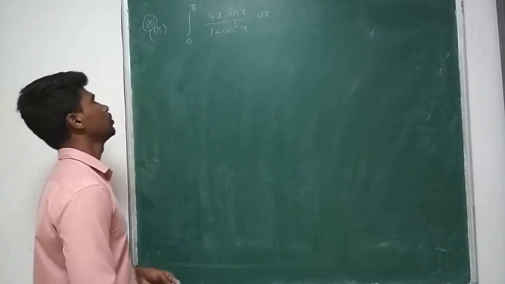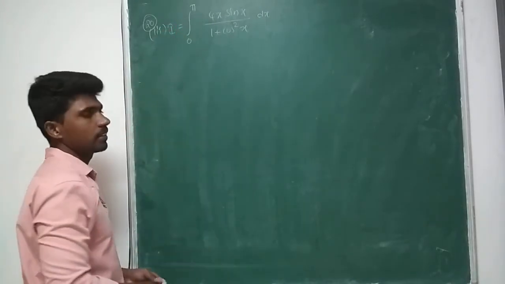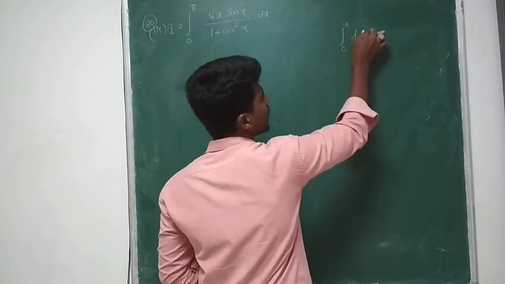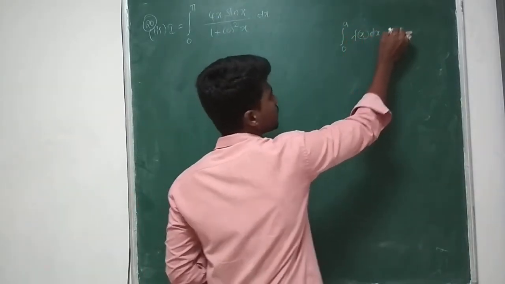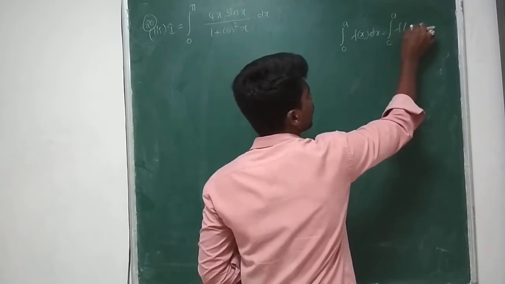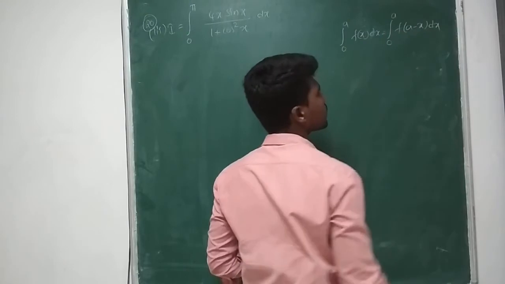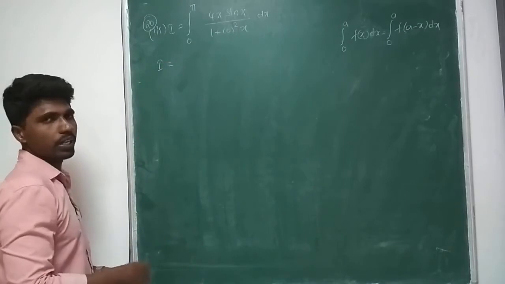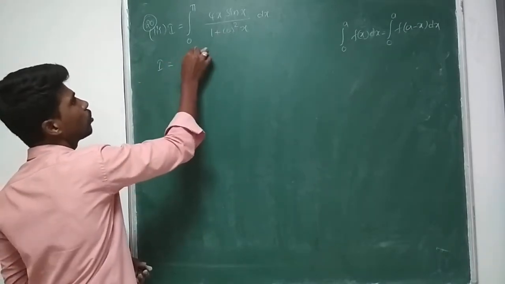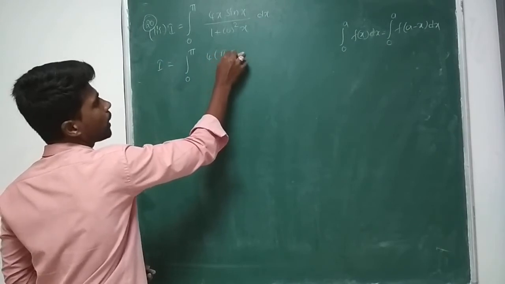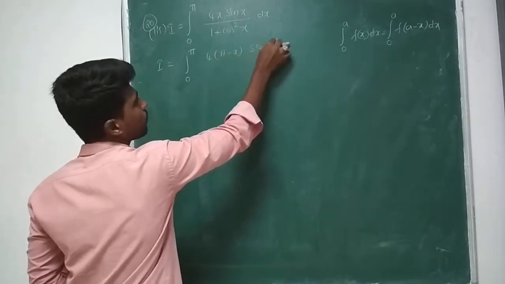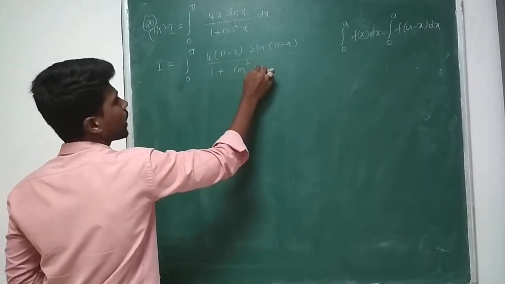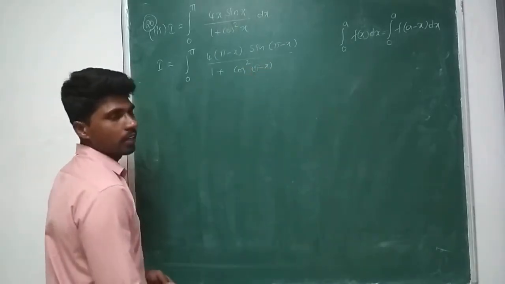And here we have integral 0 to pi. Consider it as I. It is integral 0 to pi, which looks like integral 0 to a. So integral 0 to a f of x dx can be written as integral 0 to a f of a minus x dx. So apply this form. If I apply it, the given integral can be reduced as integral 0 to pi 4 into pi minus x into sine pi minus x by 1 plus cos square pi minus x dx.